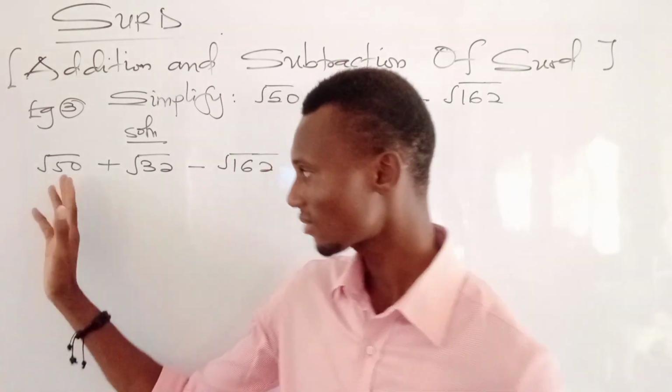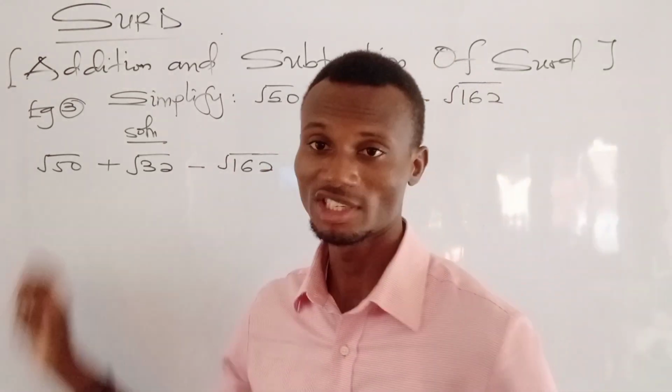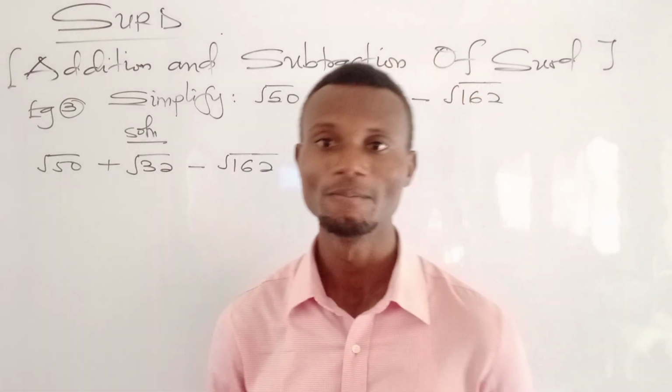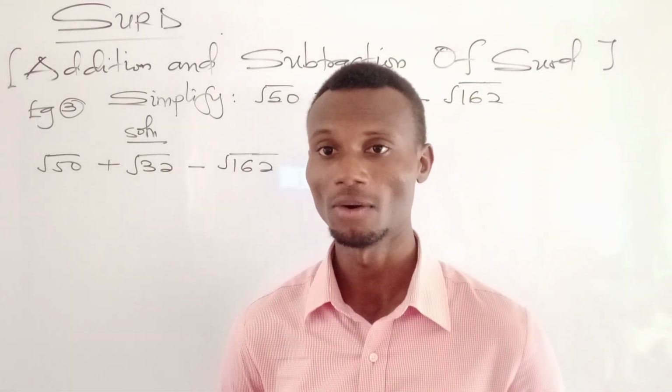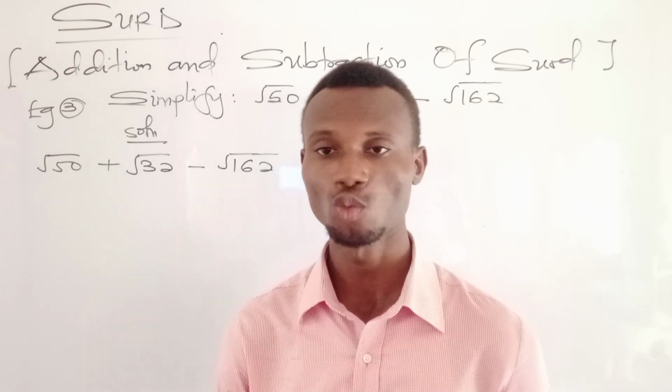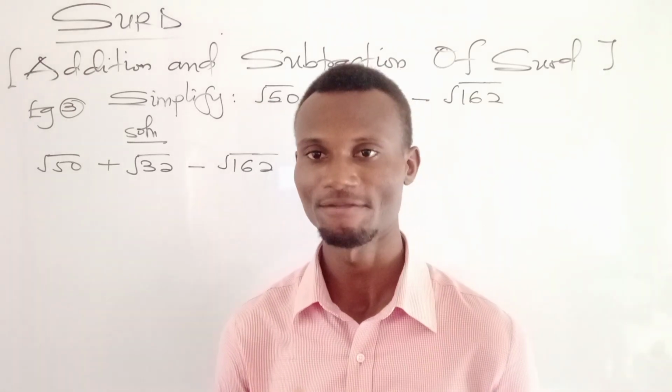Now the square root of 50, to simplify it, we are going to look for two numbers that can multiply to give you back the 50. But of those two numbers, one of them needs to be a perfect square.